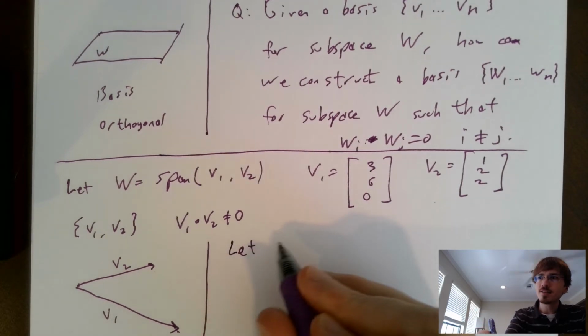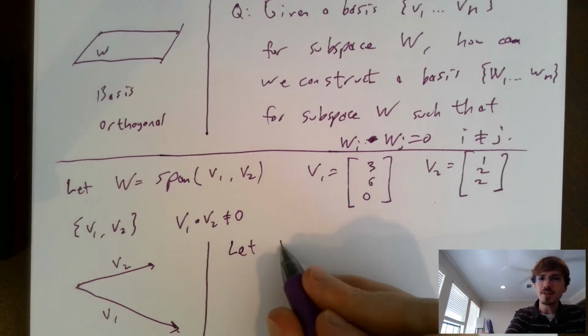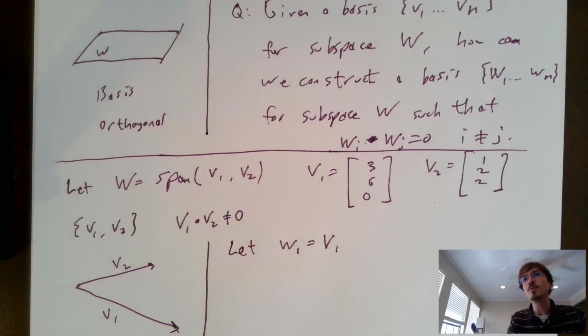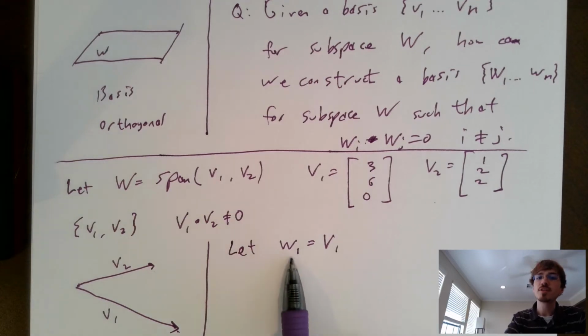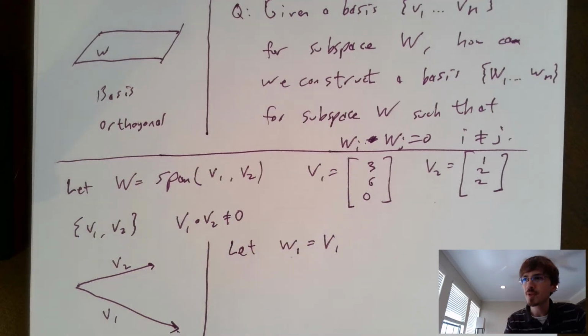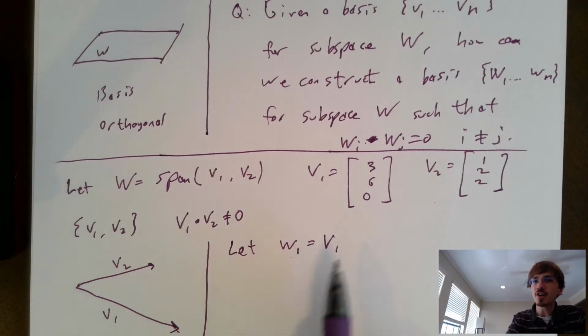Let's form a new basis, and let our first basis vector, w1, be equal to the vector v1. So we're going to create a new basis by first letting the first vector in the basis be equal to v1. It doesn't matter which one's v1 or v2; let's just pick one. How are we going to construct a vector perpendicular to w1?